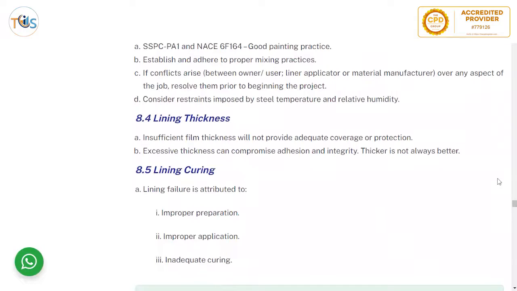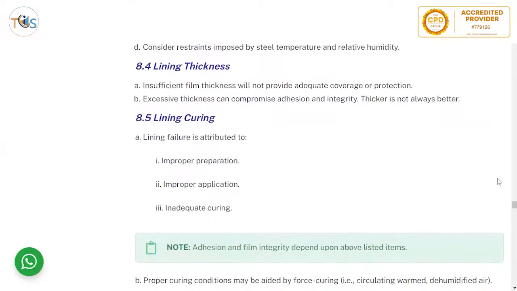If conflicts arise between owner user, liner applicator, or material manufacturer over any aspect of the job, resolve them prior to beginning the project. Consider restraints imposed by steel temperature and relative humidity. Insufficient field thickness will not provide adequate coverage protection. Excessive thickness can compromise adhesion and integrity. Thicker is not always better.